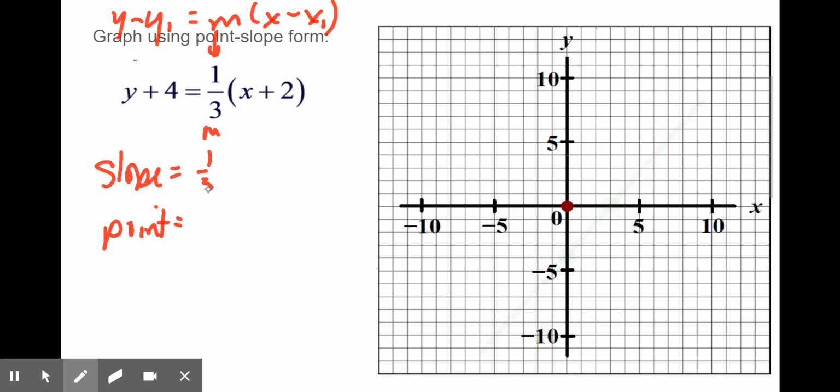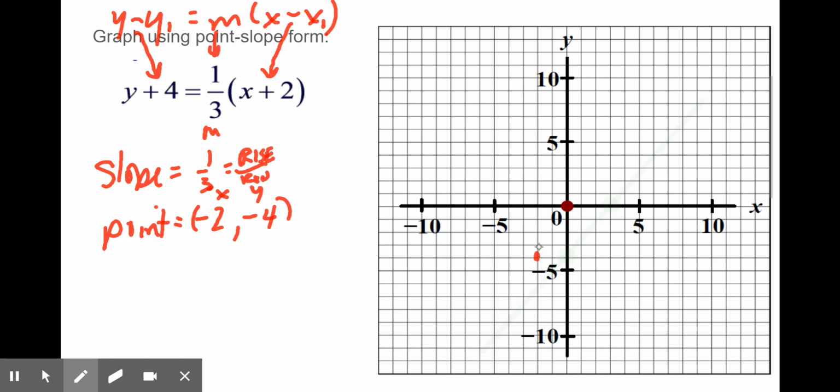1/3. And then my point, okay, now remember, it's opposite of whatever's there. So instead of x being positive 2, it's negative 2 for x. And then my y coordinate, instead of it being positive 4, it's going to be negative 4. That's because, again, there's supposed to be minus signs here in this formula, but there's not. So we have to do the opposite. All right, so we're going to go 2 to the left, 4 down, make a point. And then my slope is 1/3, so we're going to rise over run again.